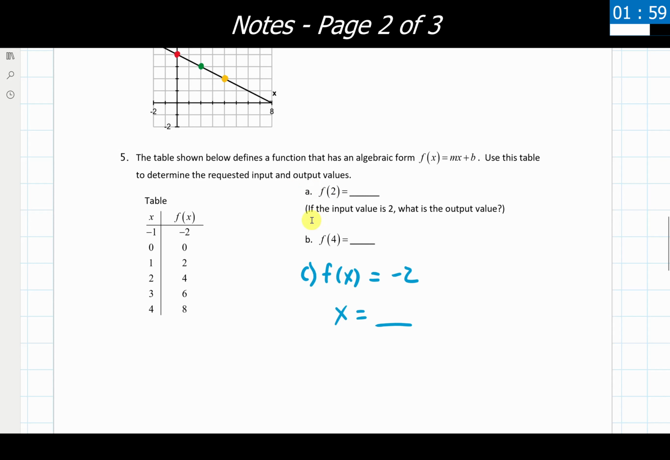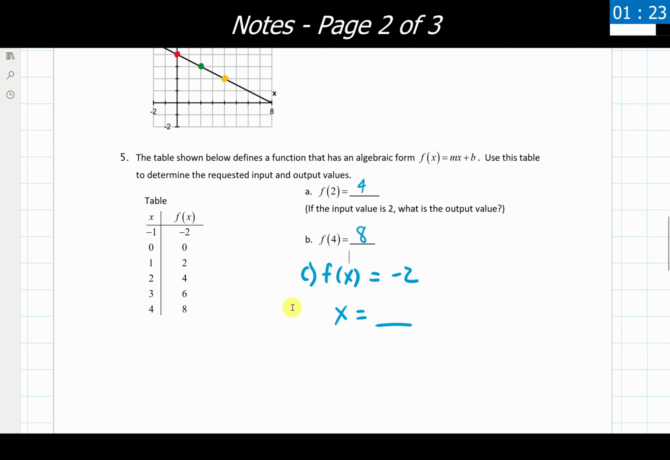f of 2. If the input value is 2, what is the output value? 2 is inside of parentheses, which means it has to be an input value. So I'm looking at my table. Here's the x's. Those are inside of parentheses, so these are my input values. Where is that? Okay, there's 2. What's the corresponding output value? 4. So I can just log that in right here for my answer. What about b? f of 4. 4 is again an input value. Come down to 4. Output value is 8.